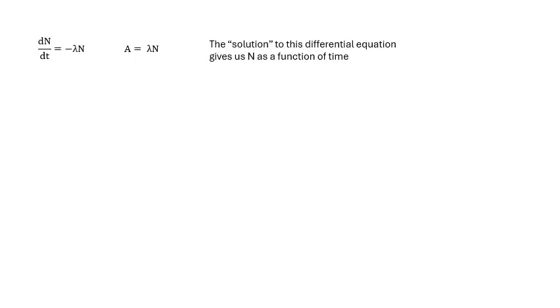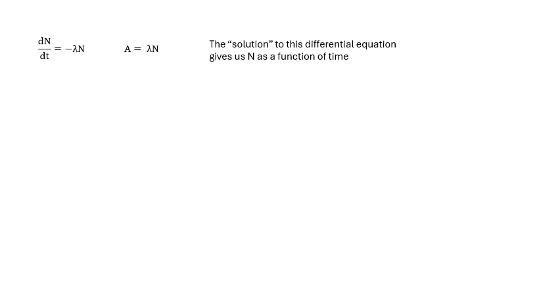So dN/dt is minus lambda n, yes? Instead of dN/dt, we can write capital A for activity. Try not to get your letters mixed up, but capital A for activity saves a little bit of time, and then we don't need the minus either.